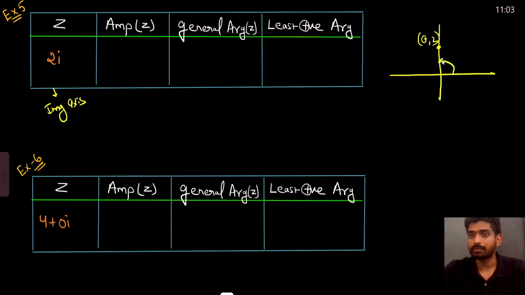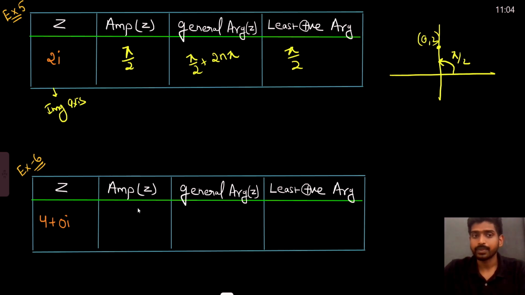So what is the amplitude? Amplitude of this complex number is 90 degrees. What is the general argument? General argument is amplitude plus 2n pi. What is the least positive argument? As this is positive, it will be the same. The pi by 2 is in that range only, right? 0 to 360 degrees. 90 degrees is in that range only. So in this case, amplitude and least positive argument are the same.